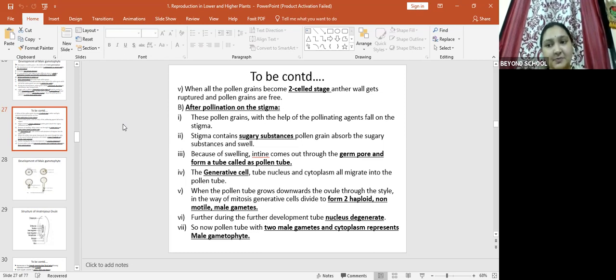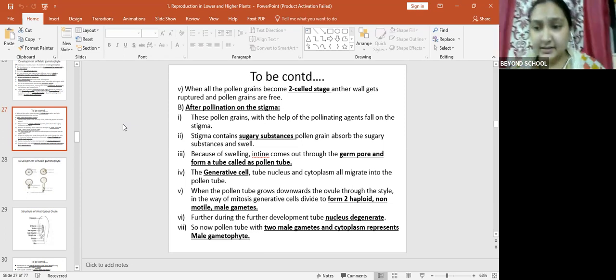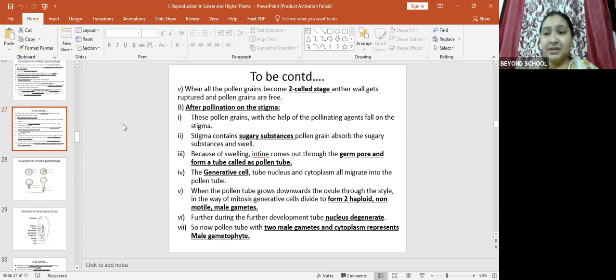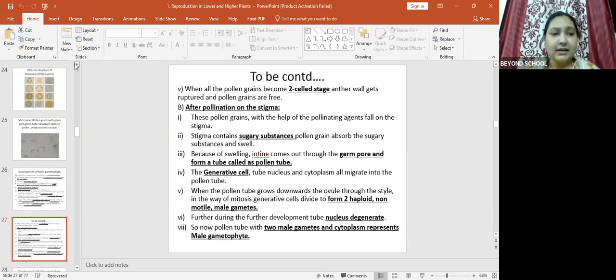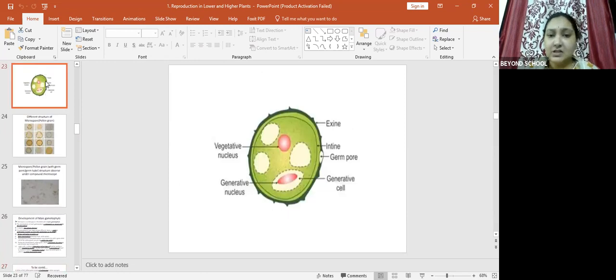Understood, Siddhant? यहाँ तक आपको समझ में आया? इसलिए मैंने जब स्टार्टिंग में आपको पोलन ग्रेन का स्ट्रक्चर दिखाया था, तभी मैंने आपसे एक चीज कही थी, that generative nucleus and generative cells both are interlinked with each other, right? Now understood why they are interlinked with each other?